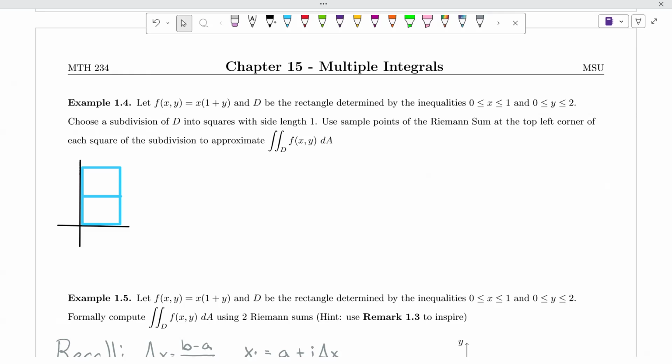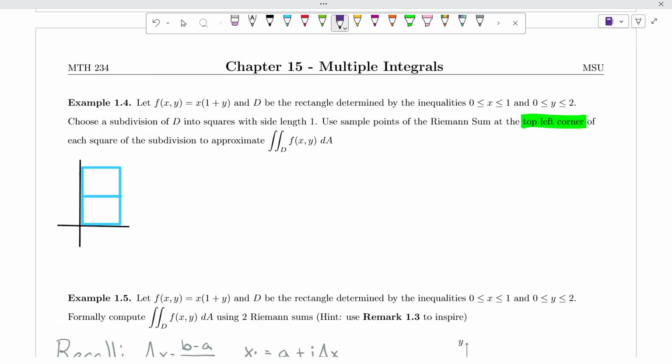That'll be fine, though. We're going to choose the subdivision of D, D again being the region that's on the left, into squares with side lengths of 1, and we're going to use sample points of the Riemann sums in the top left corner of each square to approximate the integral. So I took the liberty of already making those two squares.